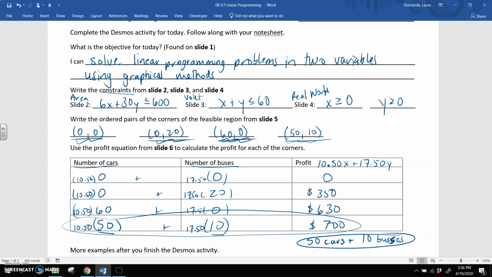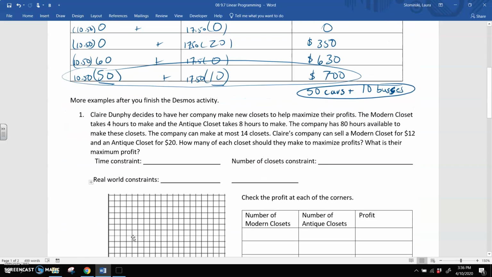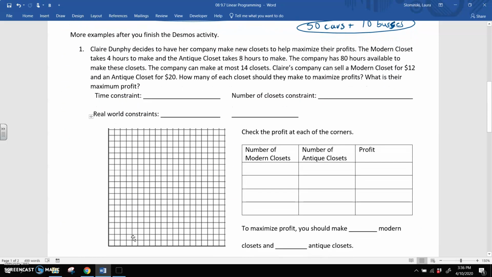Okay? All right, so that Desmos activity was supposed to kind of walk you through how to lay these out, but that's what we're doing. We're maximizing or minimizing something using this. So now let's do the second example together.